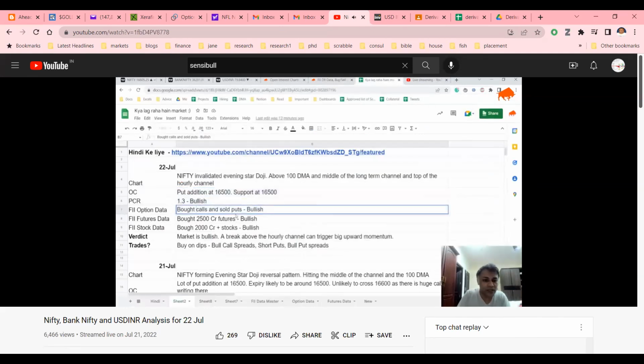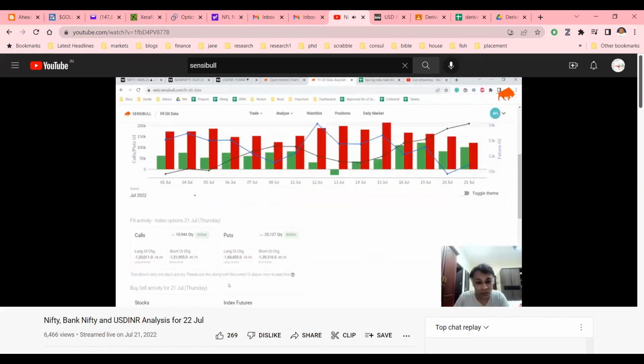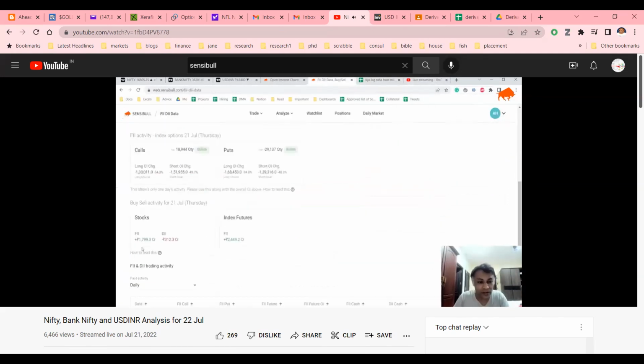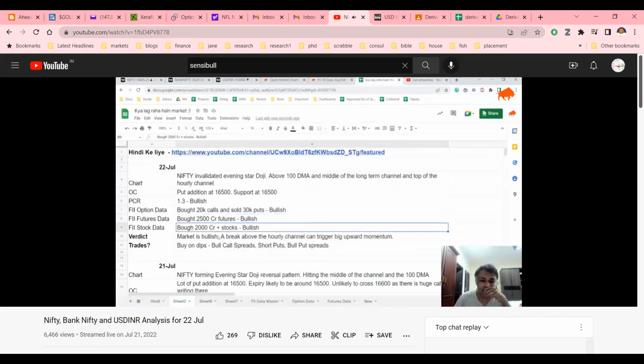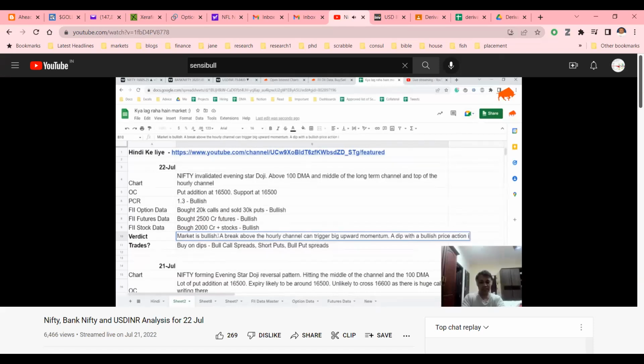Bought 20k calls and sold 30k puts. Both of these are bullish. FII futures data, 2,500 crore futures bought, bullish. 1,800 crore stocks bought, bullish. So net, the market is bullish, and a break above the early channel can trigger upward momentum. A dip with a bullish price action is also a buying opportunity.